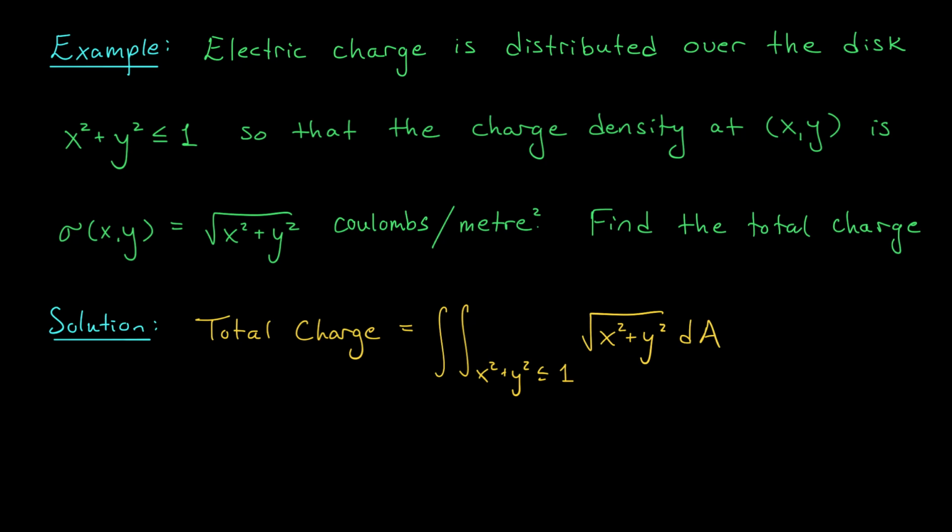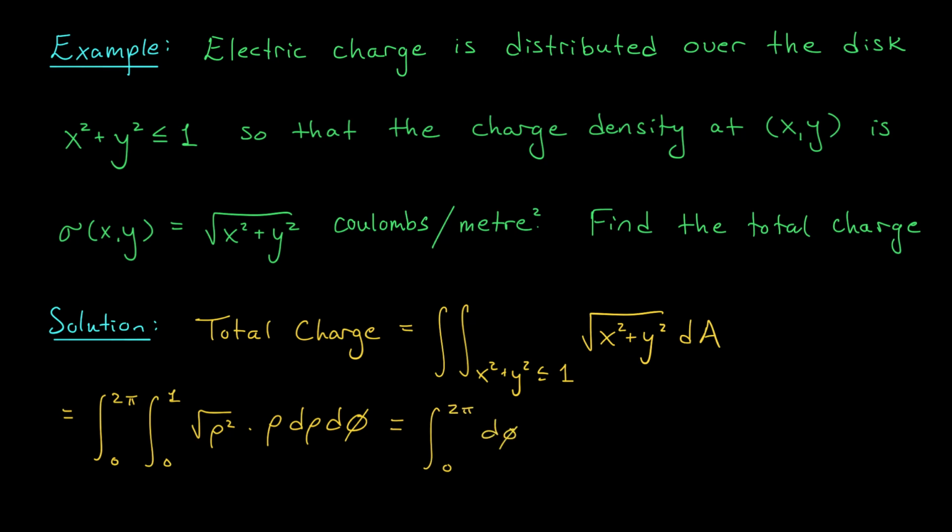So let's go ahead and switch to rhos and phis. Since we're integrating over the entire inside of the unit circle, phi is going to go from 0 to 2 pi, rho is going to go from 0 to 1. We're integrating the function root rho squared, which is just rho, and now I multiply by my new area factor, rho d phi. At this point, we can split up our integral into a product of a phi integral and a rho integral. I have the integral from 0 to 2 pi d phi times the integral from 0 to 1 of rho squared d rho.